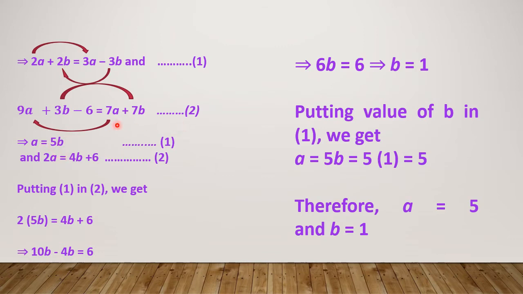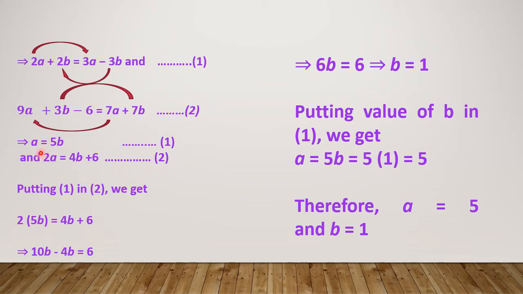Now let us move to the second equation. Here again the transposing part starts. In the second equation, we are going to transpose 3b to the RHS and 7b minus 3b will be 4b. And 6 will also be transposed to the RHS. So minus 6 will become plus 6. And what about the a? Here the 7a will be transposed to the LHS. So 9a minus 7a is 2a. So our second equation is also ready.